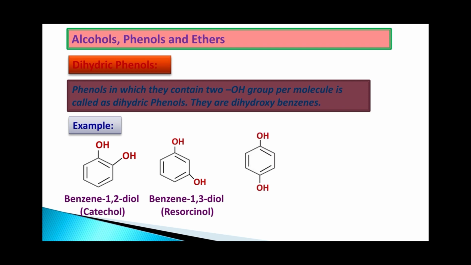Now I will extend it. If OH are present at the 1,4 position, then it is called benzene 1,4-diol, or the common name is quinol. Quinol, you should remember, is a very important compound. Why, you will come to know in the subsequent classes. Quinol is again converted into quinone and it is used in some of the medicines and all. Hence it is very important.